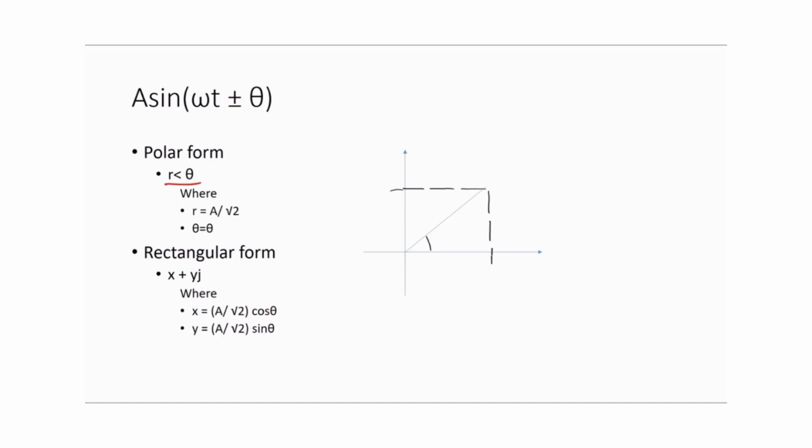Polar form is r at an angle of theta, where r equals the amplitude over √2, and theta equals theta. You can then put this on our graph. So, the angle here is theta, and the point is up.